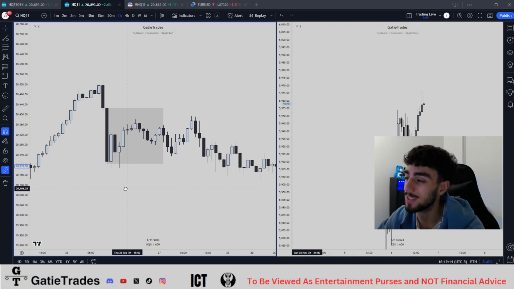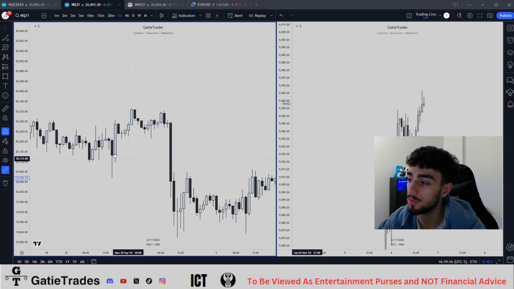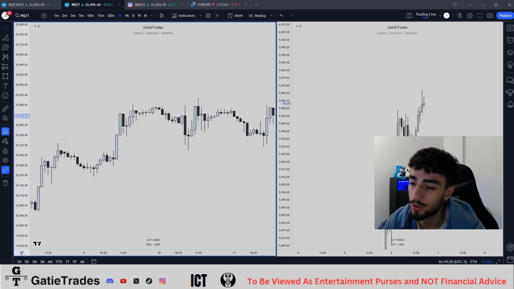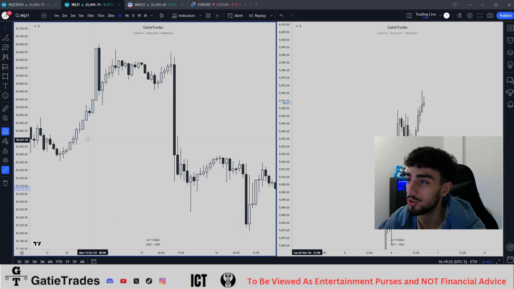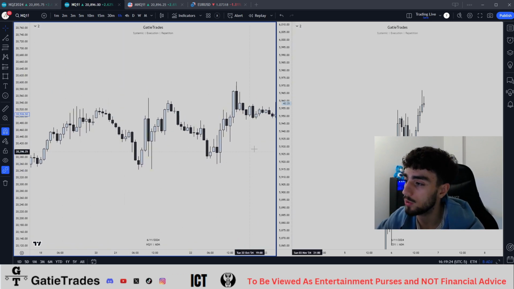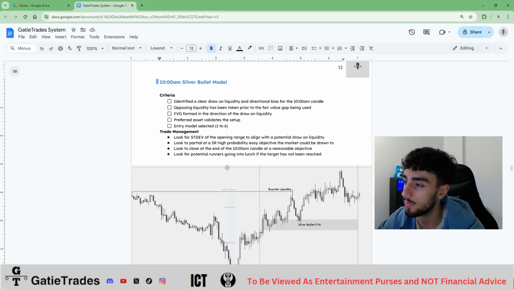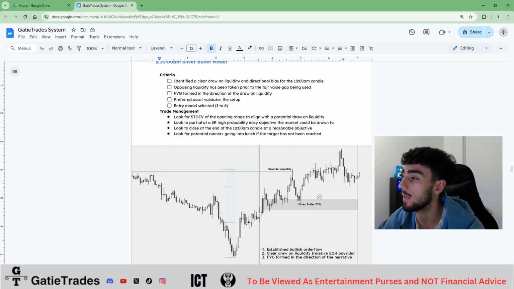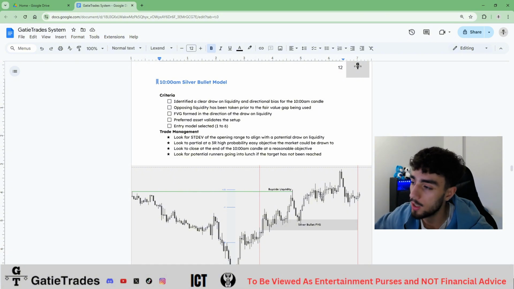It's a very simple model. It overlaps with other models very easily, whether it's MMXM, daily power of 3, 9:30 Judas swing into 10 a.m. distribution. All that stuff aligns really well with silver bullet. That's why it's one of my favorite models. I use this. I look for this almost every single day. And if you want to add that to your repertoire, feel free to do it.